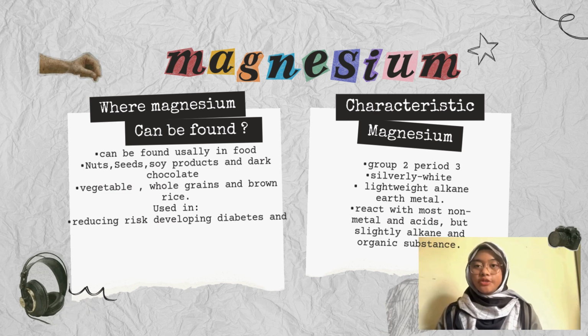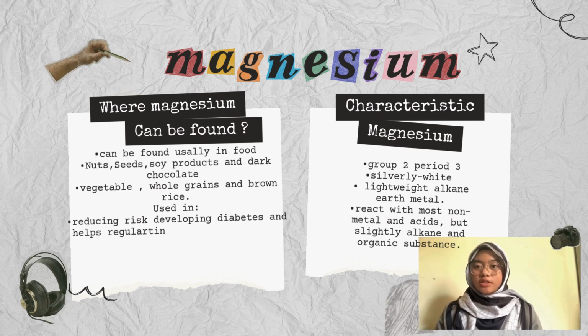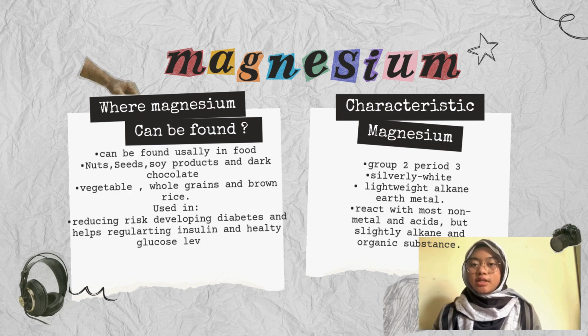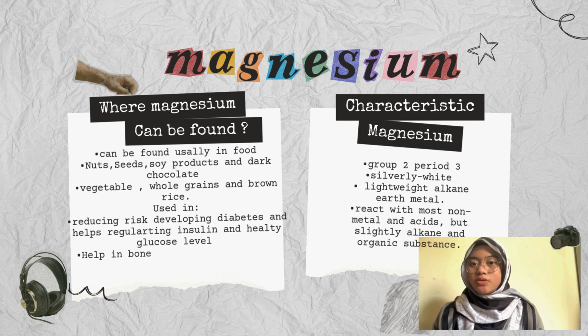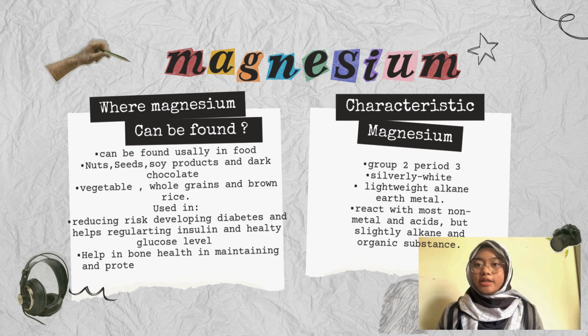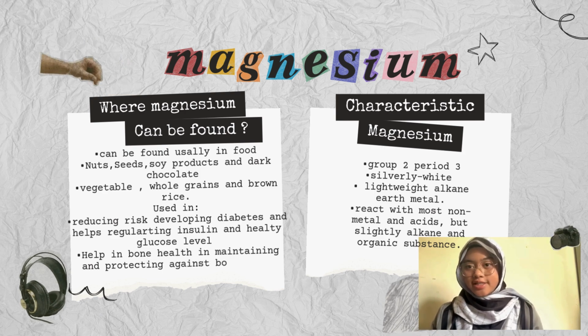Magnesium is usually found in food. Magnesium can be found in soy products, nuts, seeds and dark chocolate. But it can also be found in vegetables, whole grains and brown rice.